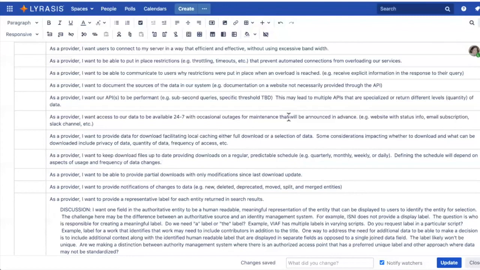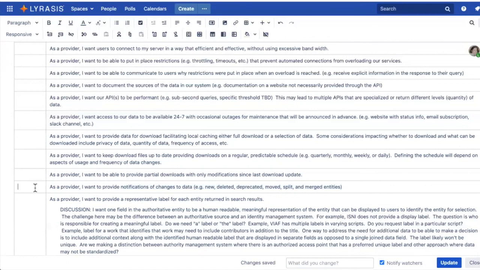We can come back to this, but I want to jump to the next one because I think it has implications. Actually, not the next one, I want to do this one. I want to provide notifications of changes to data, with examples being something's new, deleted, deprecated, moved, split, merged. And this is really the change management type piece.